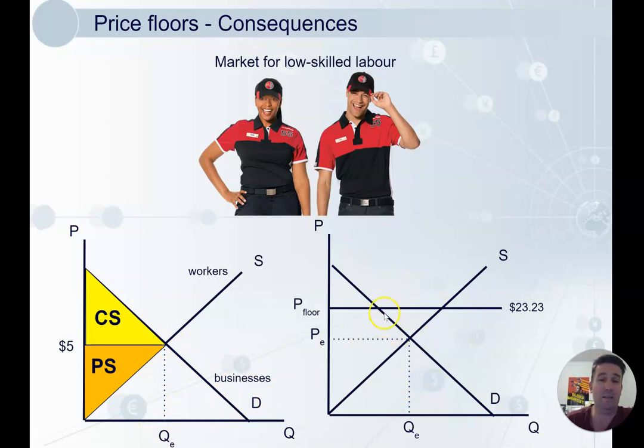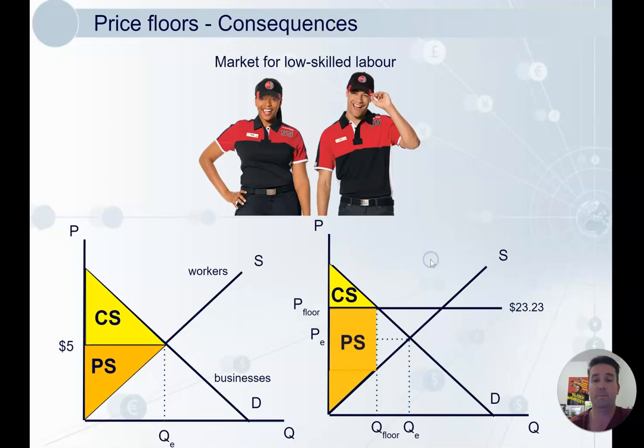Businesses aren't going to be as willing and able to pay $23.23 an hour as they were for paying, say, $5 an hour. So what we get is a lesser quantity of workers, and what that really means is unemployment. So the consumer surplus of businesses is smaller. Remember, the businesses are the consumers here. That's smaller because for some workers they were willing to pay a lot higher, but now they have to pay $23.23, so they lose a lot of their consumer surplus.